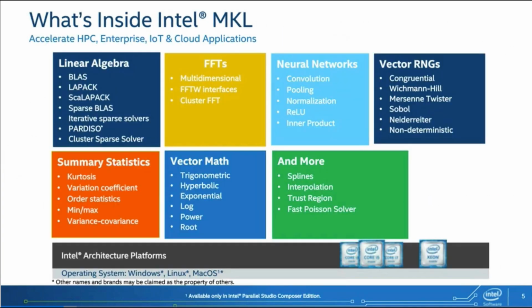So what's inside Math Kernel Library? Linear algebra, FFTs, neural networks, vector random number generation, summary statistics, vector math, and other different types of solvers. So this works across the entire Intel processor line with a wide variety of operating systems. And in the case of our embedded tool suite, System Studio works with many different embedded operating systems as well.